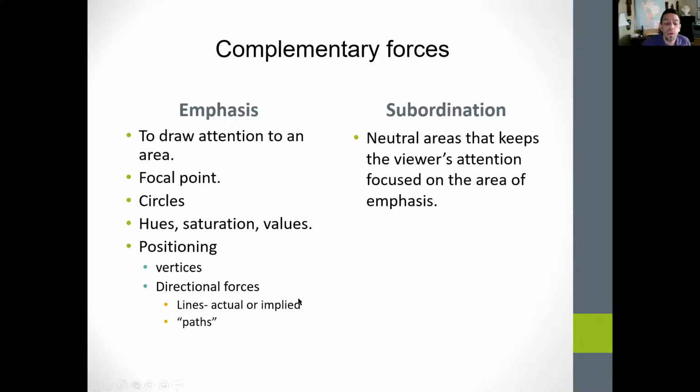And the other one that's a directional force is called a path. Paths are interesting because path is what happens when you're walking down the street and somebody stops and looks in one direction, right? You're walking right next to them, and all of a sudden your eyes want to follow the same place where they're looking. That's a path, right? There's no line, no specific line, whether it's implied or not, but rather it is the direction of the eye. So you can also do that with a finger.